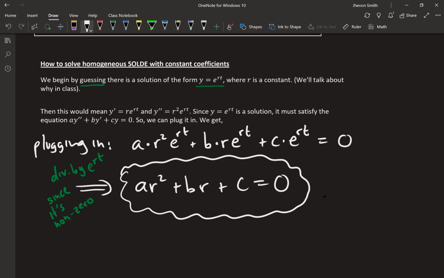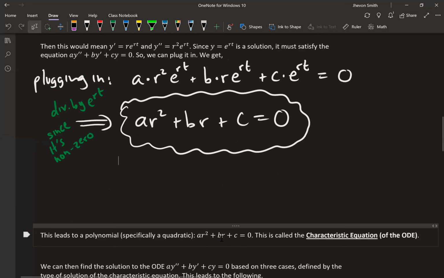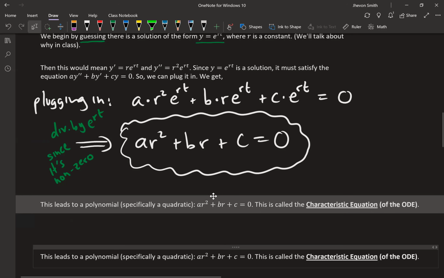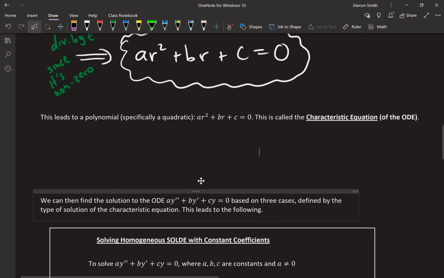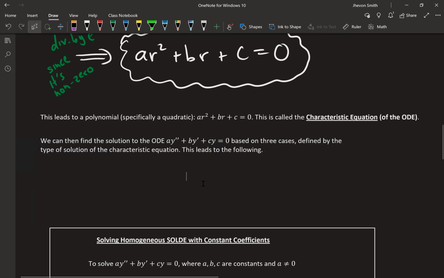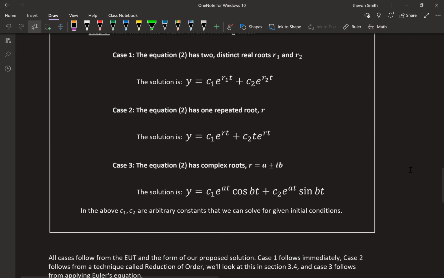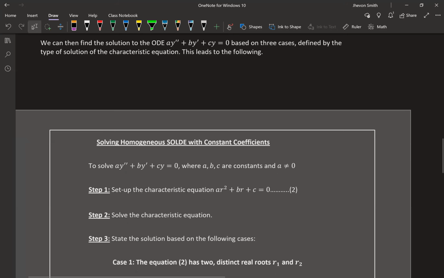Now, of course, it's a quadratic equation. And in theory, we all know how to solve that, right? So this leads to a polynomial. Specifically in this scenario, it leads to a quadratic. For higher orders, it will lead to just some nth degree polynomial. And this is what we call the characteristic equation of the ODE. Now, it's just a quadratic, which means we can find the solutions based on 3 cases of the solution to this characteristic equation. That's why it's called characteristic. You can describe almost everything about it. And these are the 3 cases right here.